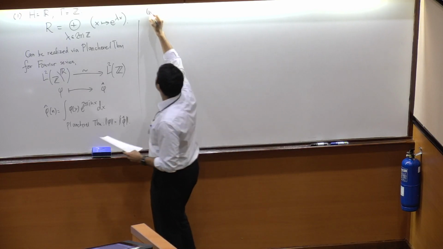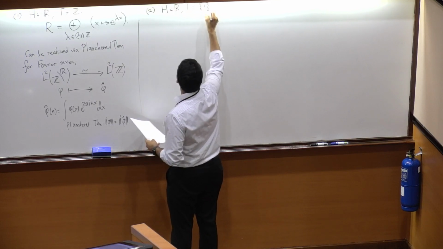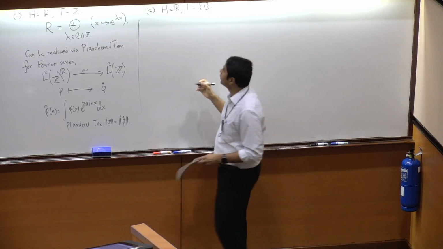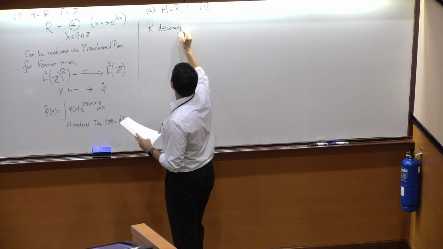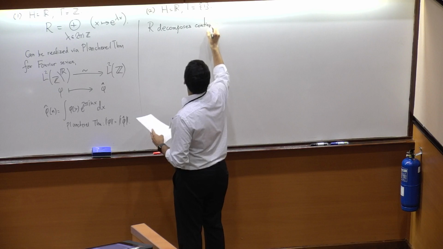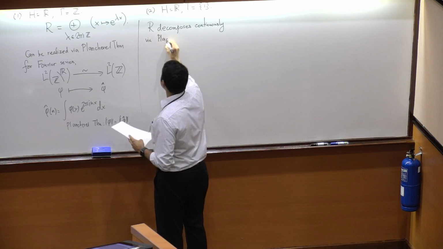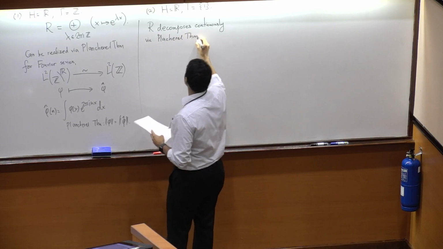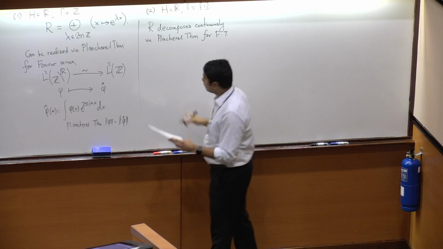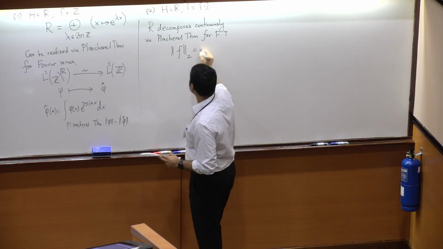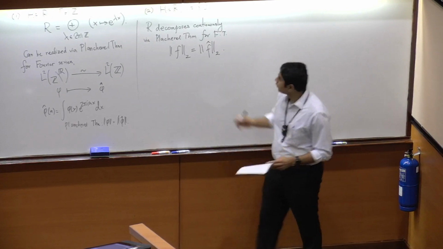Another standard example is when you take gamma to be the trivial group, H is again R. In this case, you get the Fourier transform, okay? So R decomposes continuously via the Plancherel theorem for Fourier transforms. And explicitly, the isometry is that the norm of f is the same as the norm of its Fourier transform, where f hat is the Fourier transform.